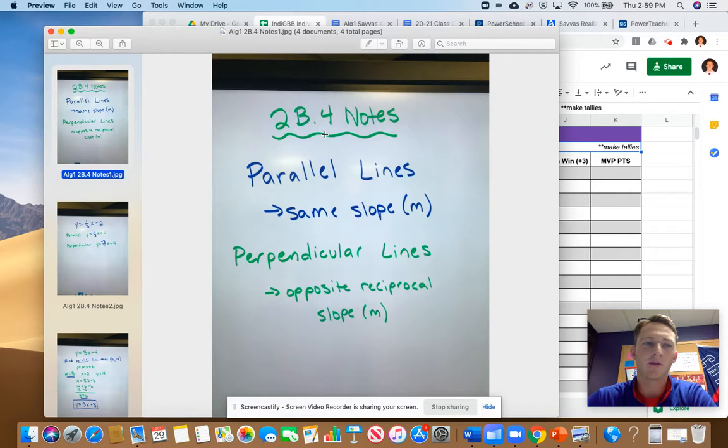We are finishing up chapter 2B. With 2B.4, we have parallel lines and perpendicular lines. Parallel lines are two different equations that have the same slope, so the same m in y equals mx plus b. And then perpendicular lines are opposite reciprocals. So we take the fraction or the whole number, we flip it upside down, and if it's a positive, we make it negative. If it's a negative, we make it positive.